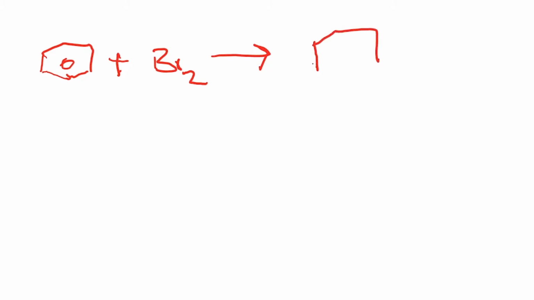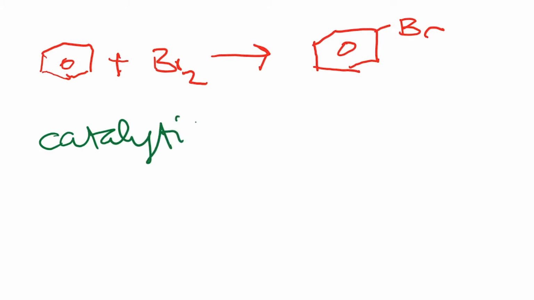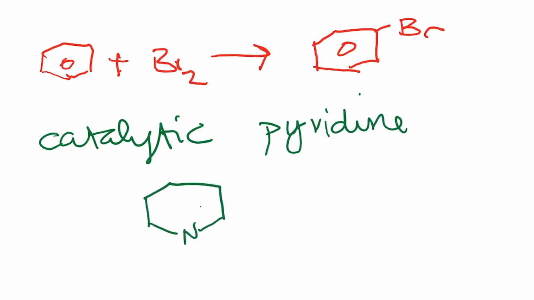So we all know that when you react benzene with bromine, there's basically no reaction if you do it in the dark, and you need a Lewis acid such as AlCl3. But this reaction to give you the product bromobenzene is possible if you add a small amount of catalytic pyridine. Just to give you the structure of pyridine, it is this, with the nitrogen.